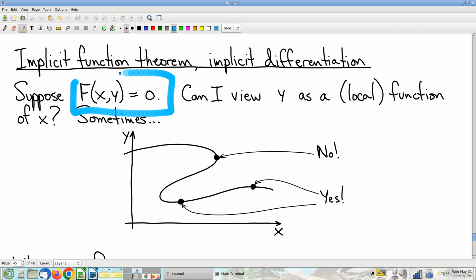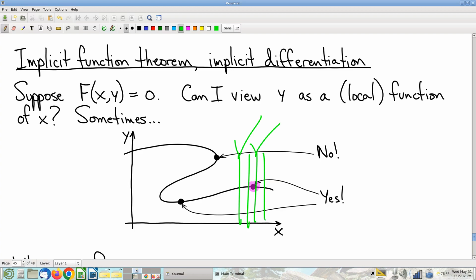Suppose we have a level set here, a curve in the XY plane. And I'm going to ask the question now, looking at this curve, can I view y as being a function of x nearby? If you look at this point here, there's really no problem. We pass the vertical line test, no problem, at least nearby that point. And so, cool. Locally, for this point, yes, you can view y as a function of x.